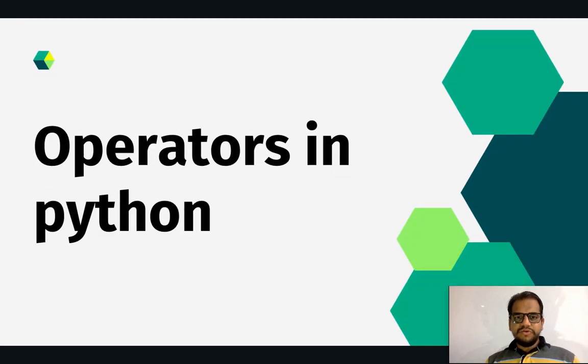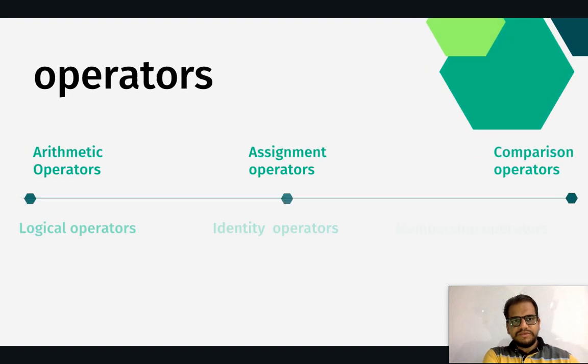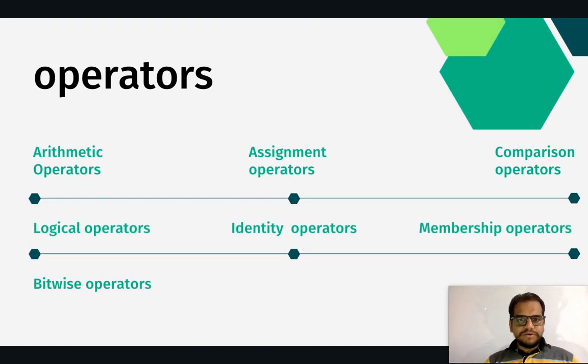Hello everyone. So today we will learn the operators in Python. How many types of operators are there in Python? Lots of languages have different types of operators, and Python also has a bunch of operators. So let's say: arithmetic operators, assignment operators, comparison operators, logical operators, identity operators, membership operators, bitwise operators. These types of operators are in Python.